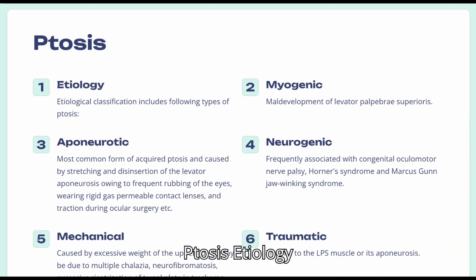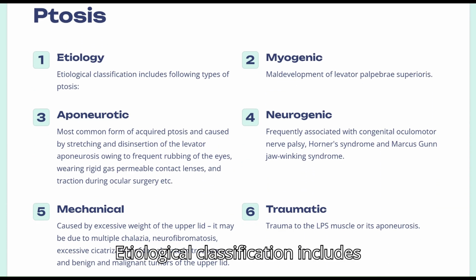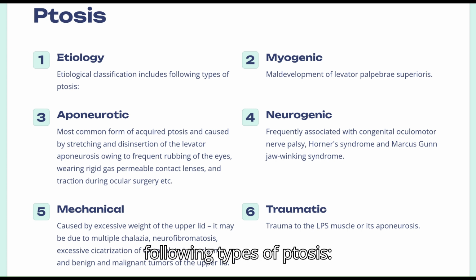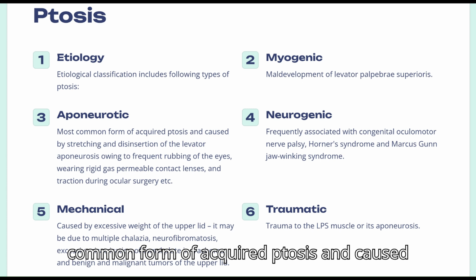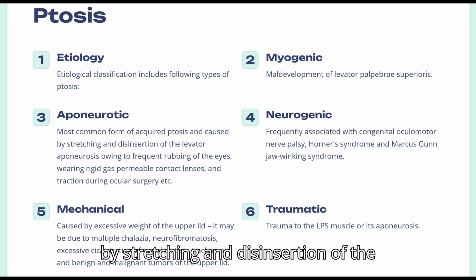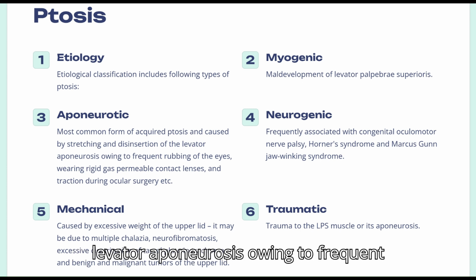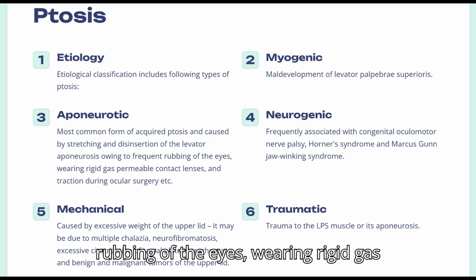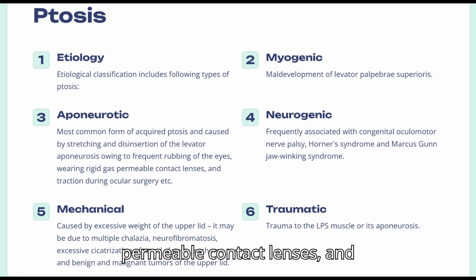Ptosis. Etiology. Etiological classification includes the following types of ptosis. Myogenic. Maldevelopment of levator palpebrae superioris. Aponeurotic. Most common form of acquired ptosis and caused by stretching and disinsertion of the levator aponeurosis owing to frequent rubbing of the eyes, wearing rigid gas-permeable contact lenses, and traction during ocular surgery etc.